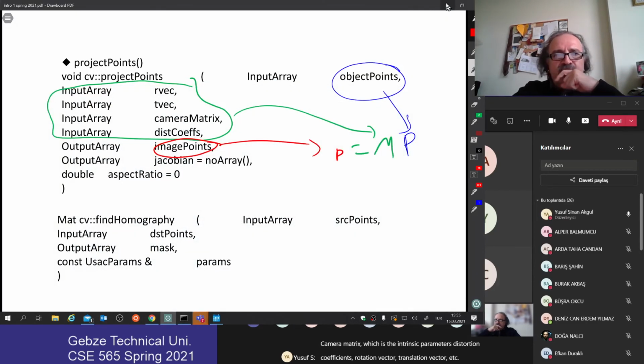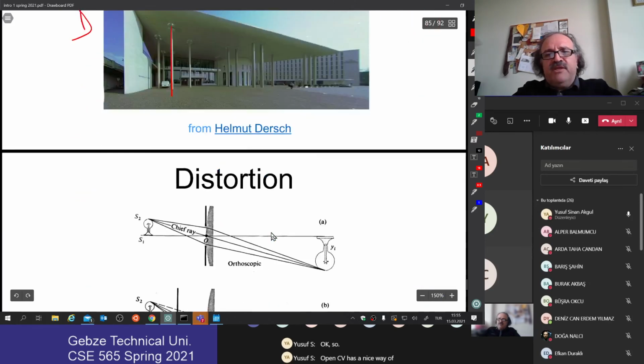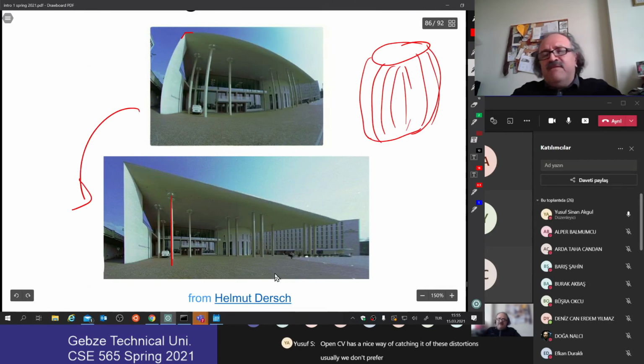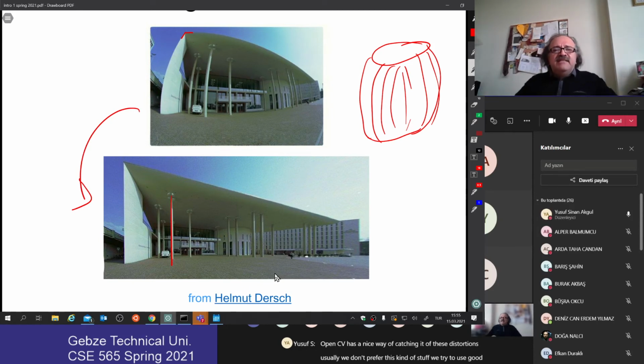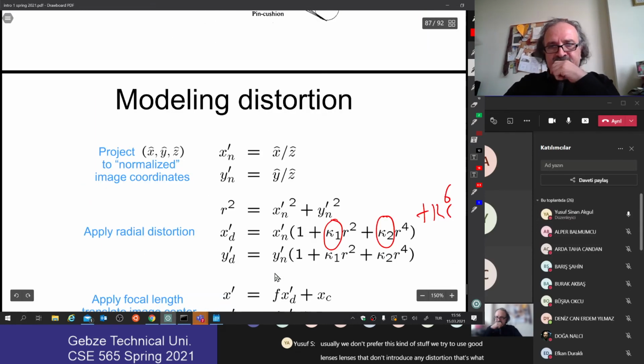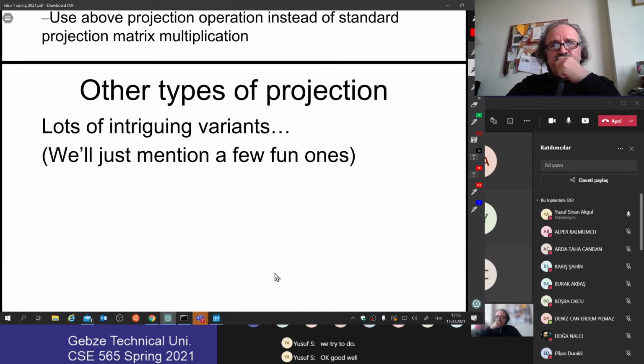Okay, so OpenCV has a nice way of getting rid of these distortions. Usually we don't prefer this kind of stuff. We try to use good lenses that don't introduce any distortion. That's what we try to do. Okay, good. Well, other types of projection at the end of this chapter, maybe.